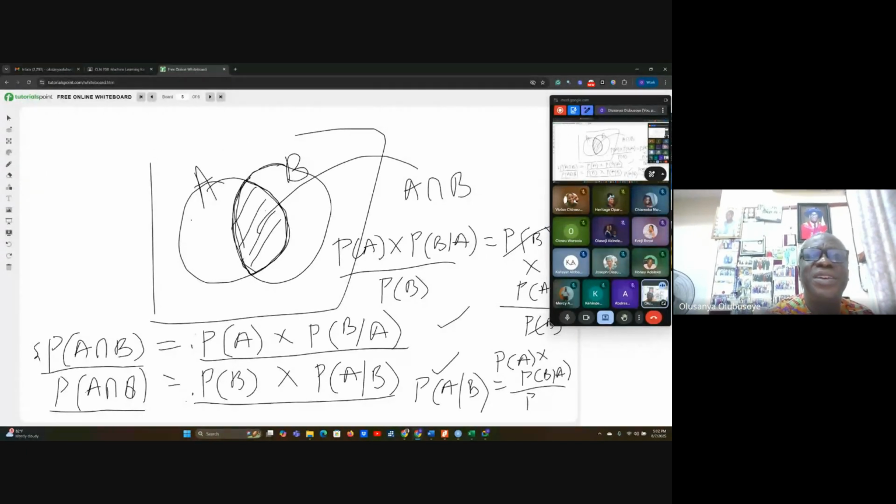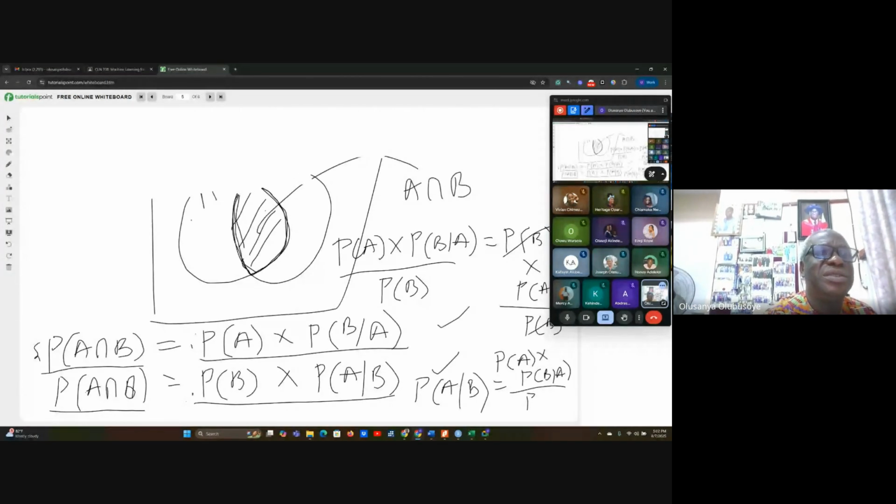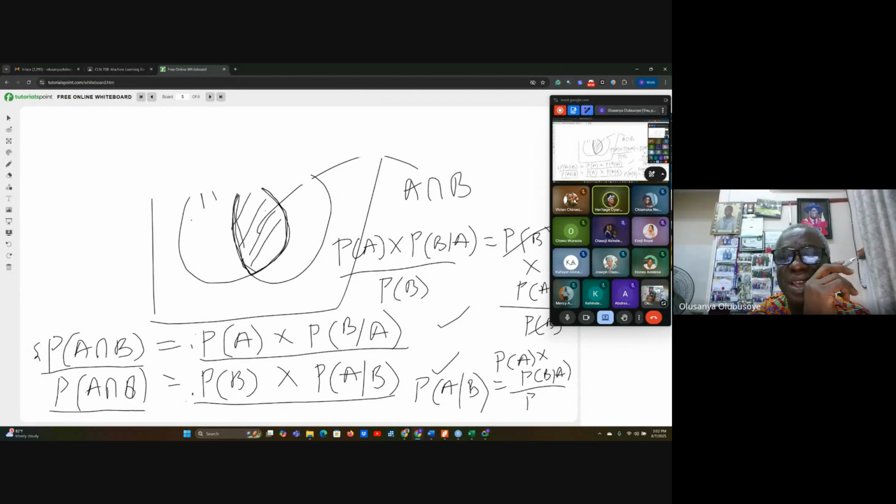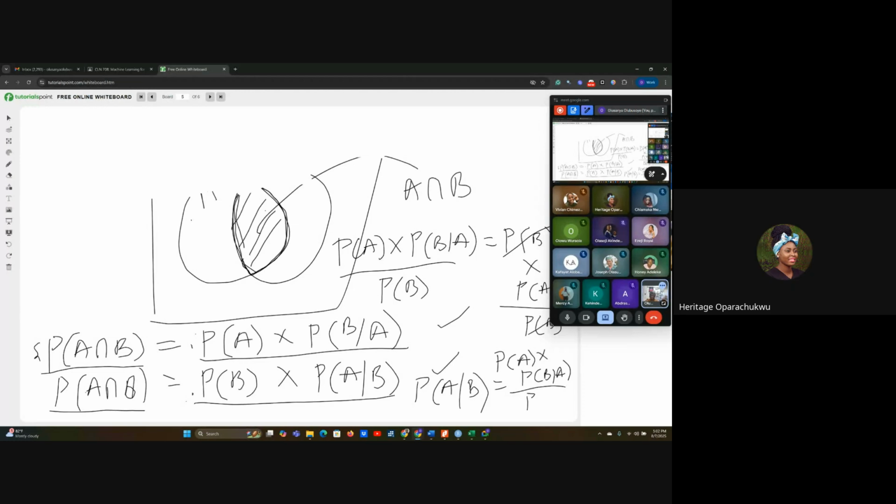So to make it clearer, let me just clean this part so that I don't have to open another page. While you are cleaning that, this slash, is it a divide sign or is that what you have been calling "given that"? Yes, that's what we call "given that". It's a slash, but it stands for "given that". Is that okay, Heritage? Yes, sir.